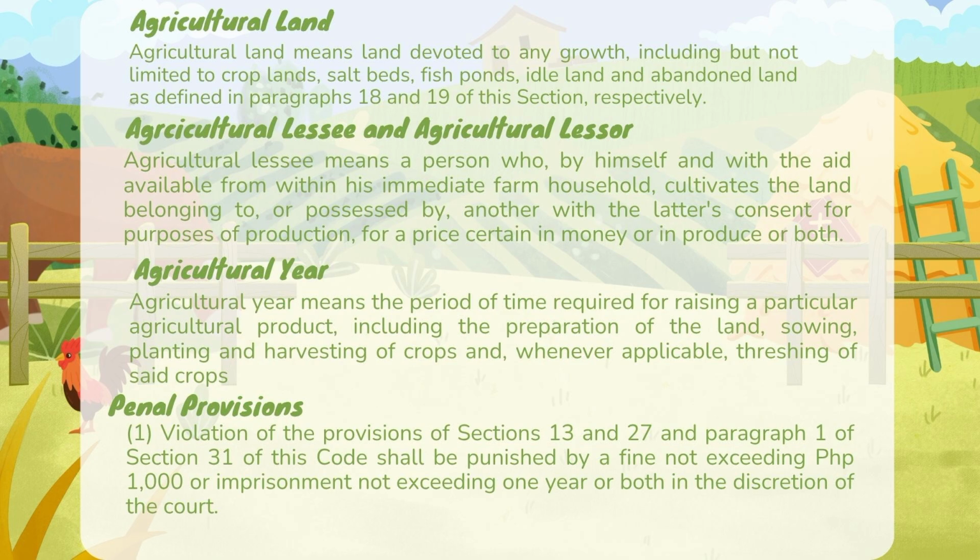Last is final provisions. If someone breaks the rules stated in certain sections of the agricultural law, Section 13, 27, and part of Section 31, they can be punished. The punishment may be a fine of up to 1,000 pesos or 1 year of imprisonment, or both, depending on the decision of the court.